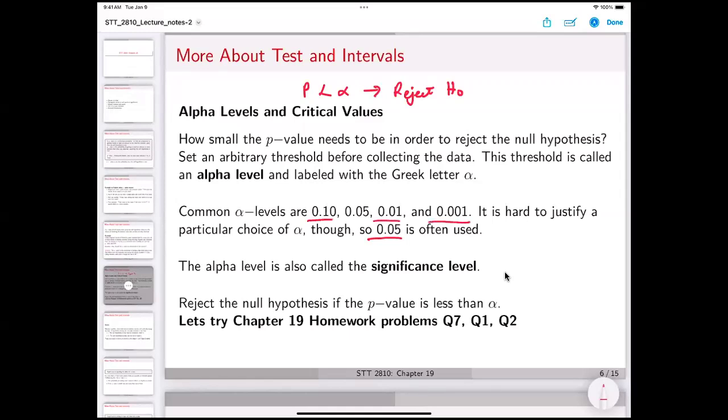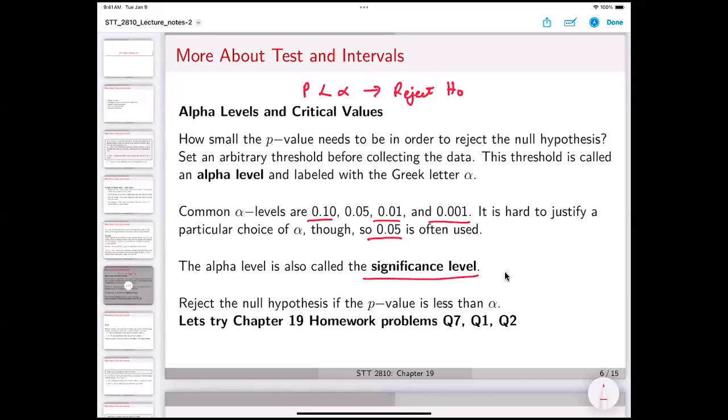0.001. So usually it can be specified. But if it's not specified, then you can use 0.05. That was what we did in chapter 18. And also know that the alpha level is also called the significance level or level of significance.